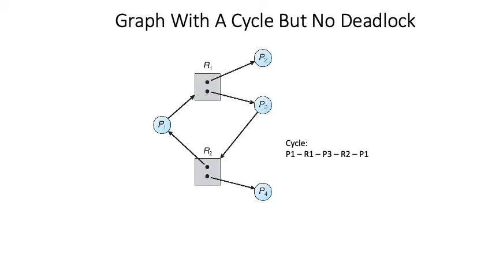The same goes with resource 2. It has two instances, and one instance is owned by P4, which is not part of the cycle. So it is not a deadlock.